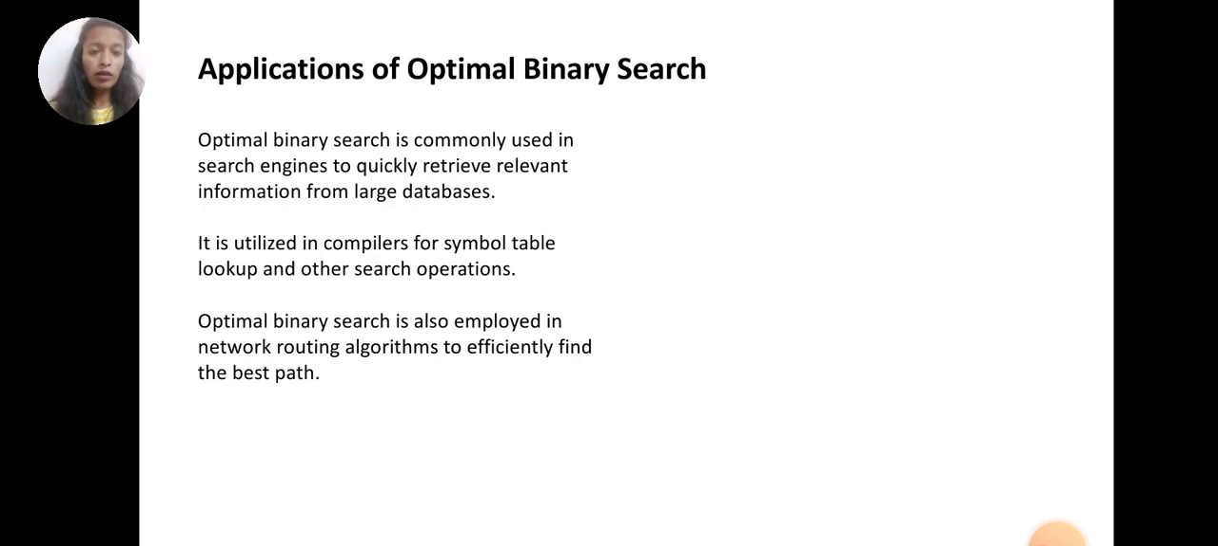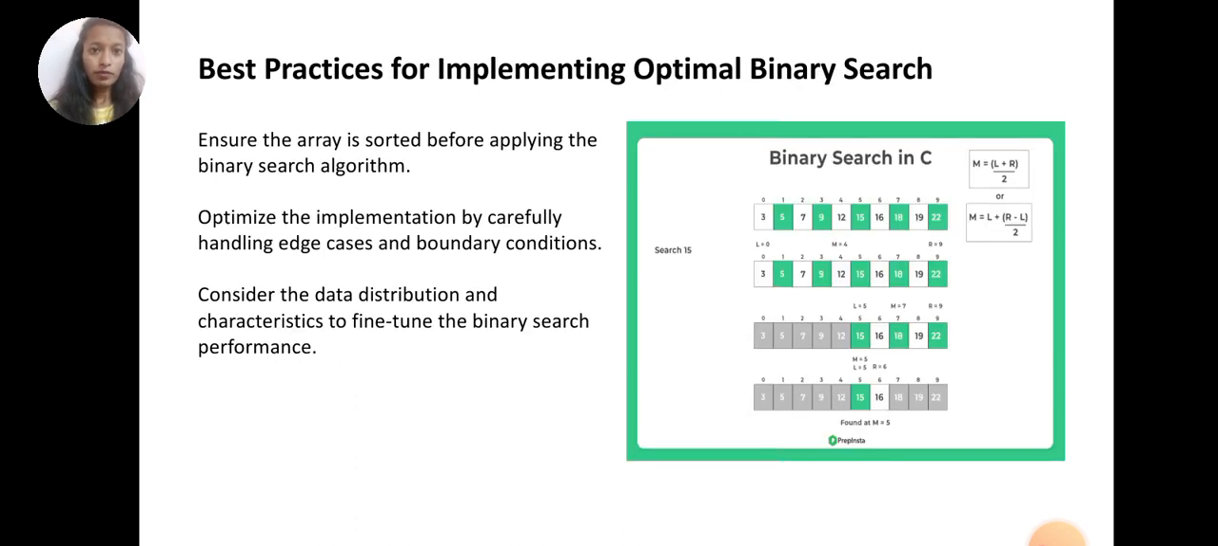Applications of optimal binary search. Optimal binary search is commonly used in search engines to quickly retrieve relevant information from large databases. It is utilized in compilers for symbol table lookup and other search operations. Optimal binary search is also employed in network routing algorithms to efficiently find the best path.